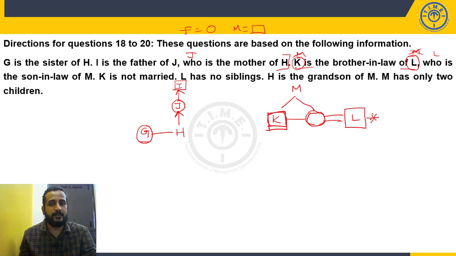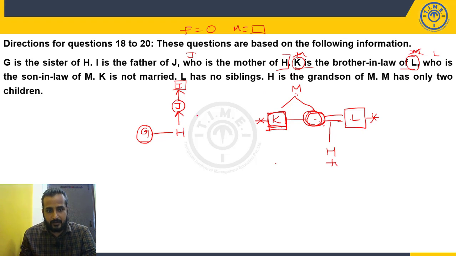Okay. L does not have any siblings. Fine. H is the grandson of M. And you know K is not married. H is the grandson of M and M has only 2 children. So M has only 2 children is nothing but M's children should be K as well as this lady. Only these 2 people. Right. But H is the grandson of M. Grandson is nothing but either son's son or daughter's son for M. Because M is having only 2 children, 1 male, 1 female. And it is mentioned K is not married. So definitely H has to be the son of this couple, and H is the grandson of M.